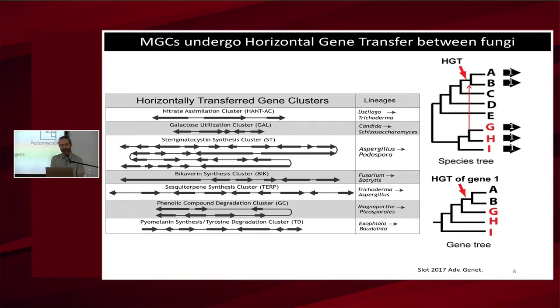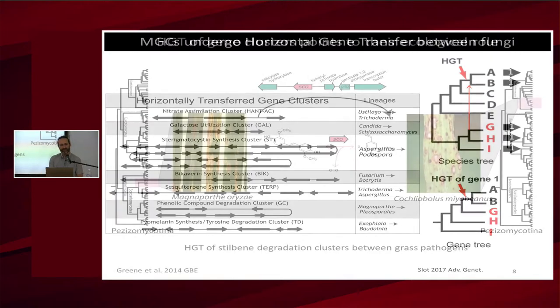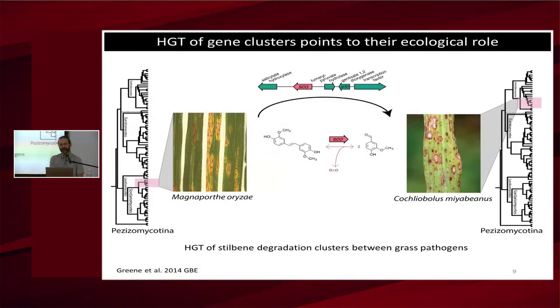And here's an example. What I'm going to show you is how, when we find horizontal transfer of gene clusters, it can often indicate the ecological role that these gene clusters have. So for instance, here we have two plant pathogens. They're pathogens of, in this case, rice. Magnaporthe oryzae is a rice pathogen. And over here is Cochliobolus miyabeanus, which is a corn leaf pathogen.